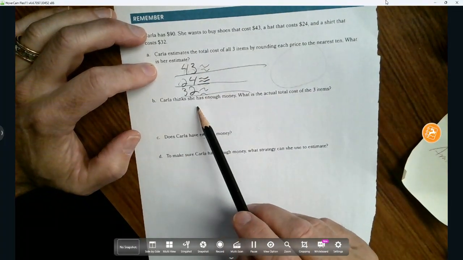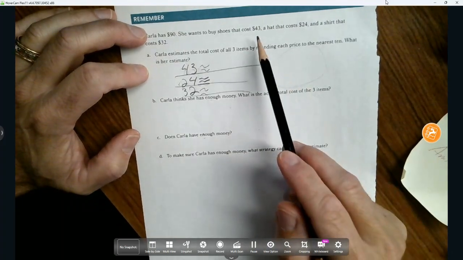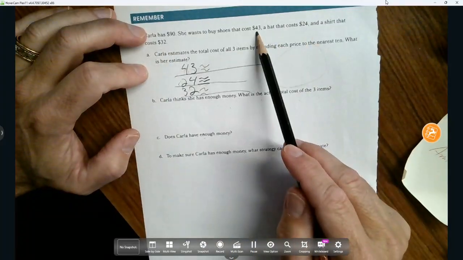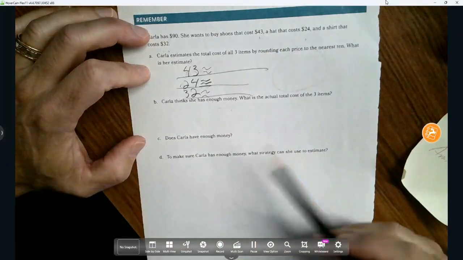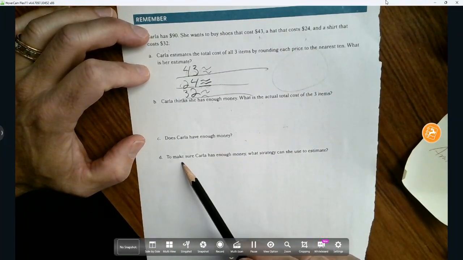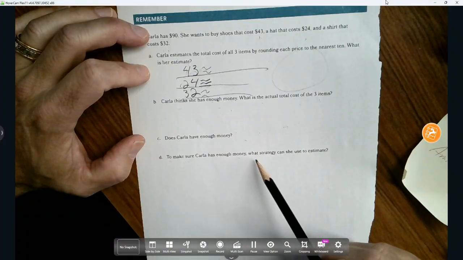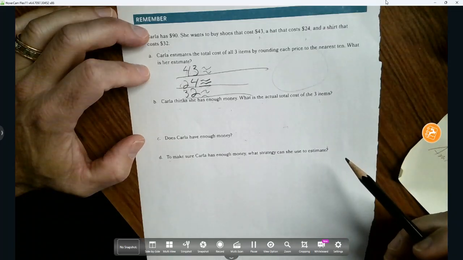Carla thinks she has enough money. What is the actual cost? Remember the actual cost? Add up all these. Add this plus this plus this to see the real one. Then say, does Carla have enough money? Yes or no? Then down here it says, to make sure Carla has enough money, what strategy can she use to estimate? To make sure she has enough, what strategy could she use to estimate?